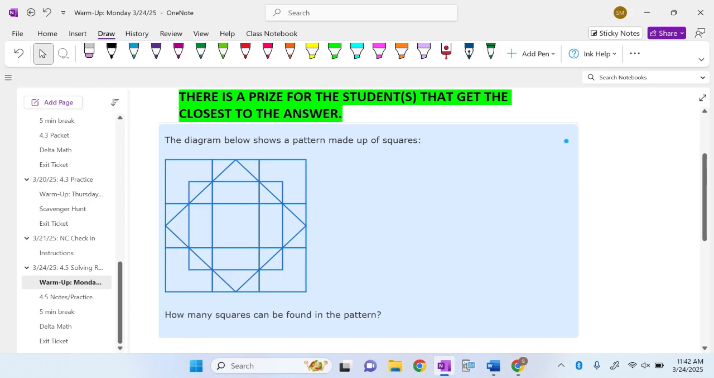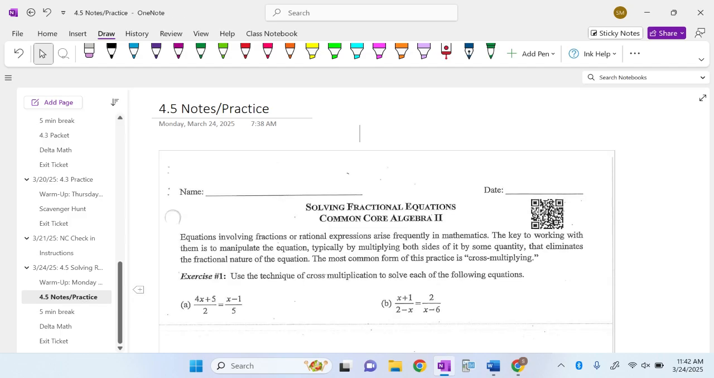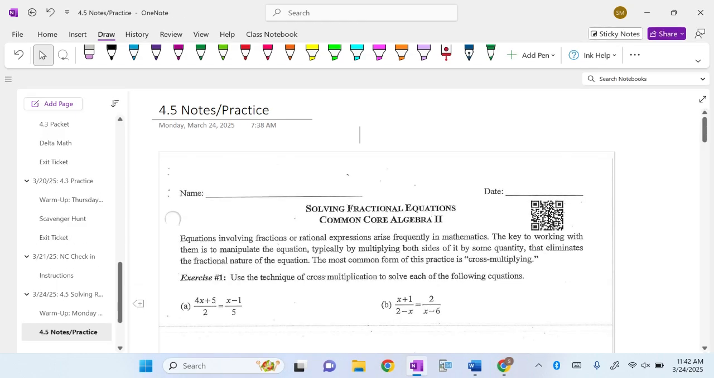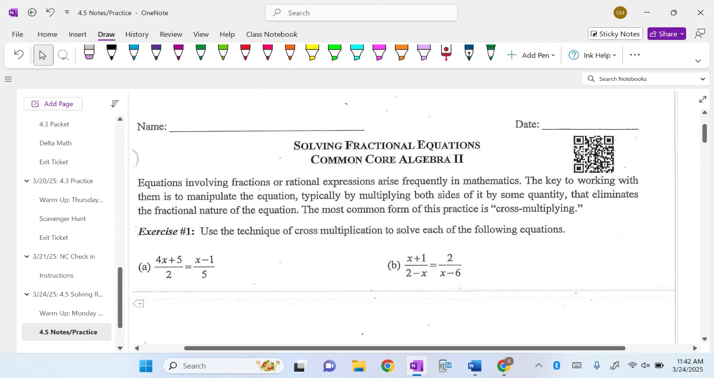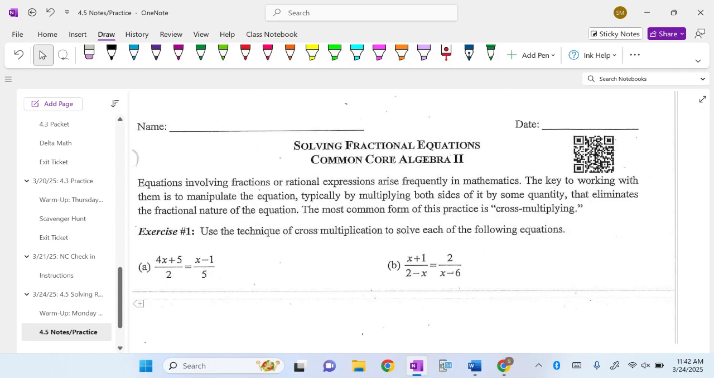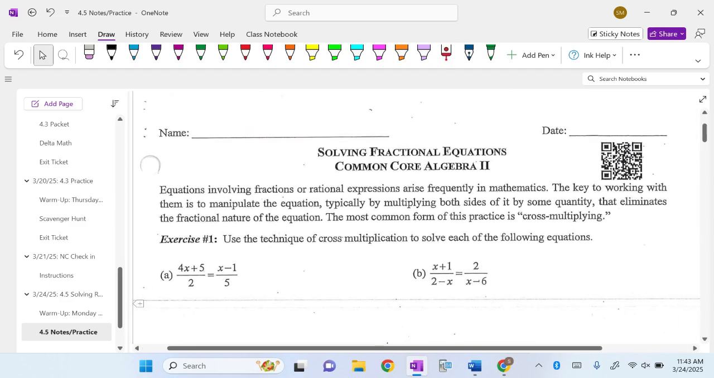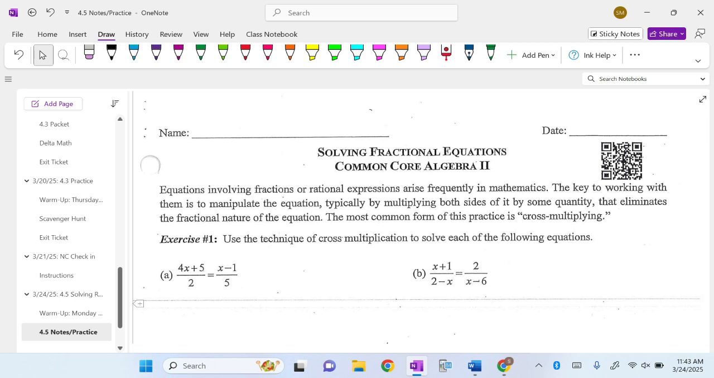So we're on page 9 of your packet. It should say solving fractional equations up top. Technically, this is lesson 4.5. We're skipping 4.4 because that's word problems. We'll do that tomorrow. All right. So 4.5 is in two parts. There are two types of rational equations: proportional ones and non-proportional ones.